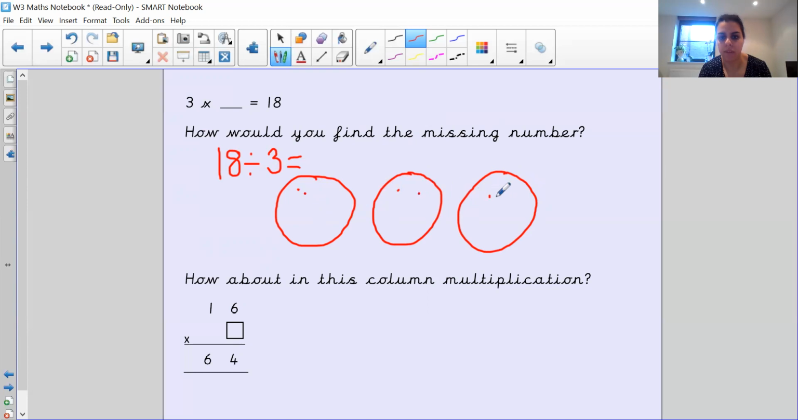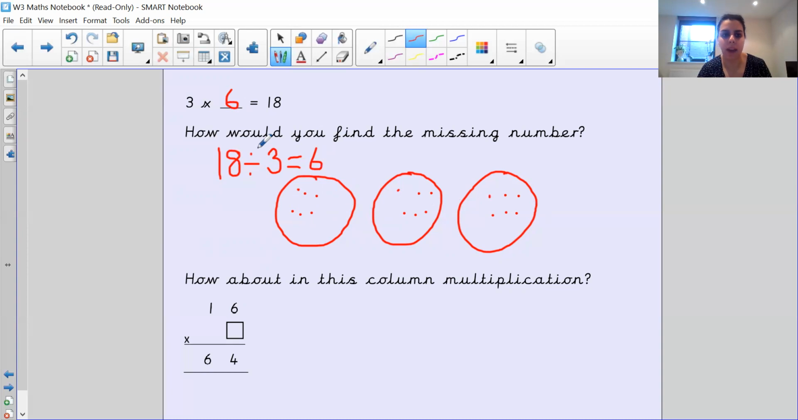4, 5, 6, 7, 8, 9, 10, 11, 12, 13, 14, 15, 16, 17, 18. I've shared 18 into my 3 circles. Then you see how many is in each circle. 1, 2, 3, 4, 5, 6. 6. If you knew your 3 times table or your 6 times table, you would have known that already. Okay, that means my missing number is 6.